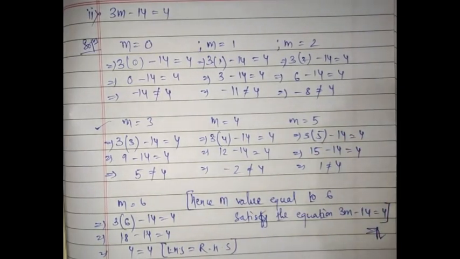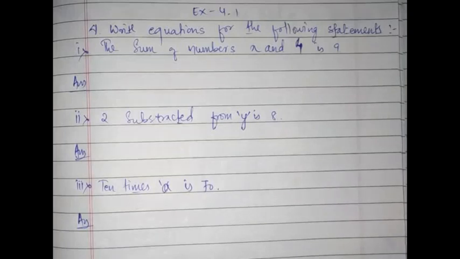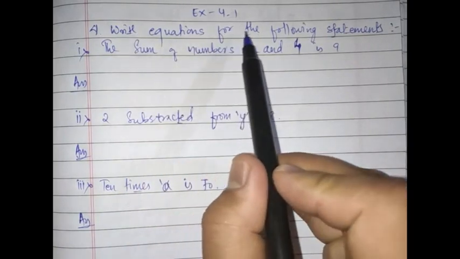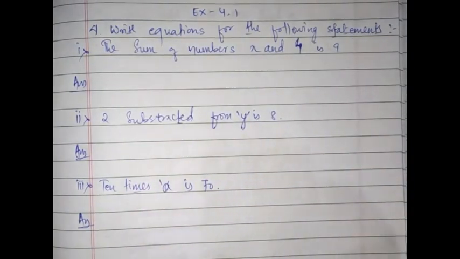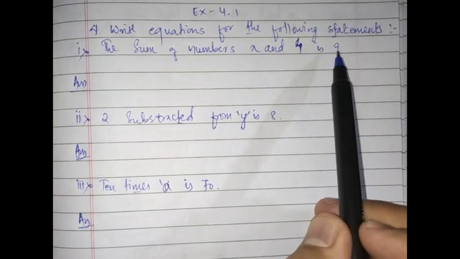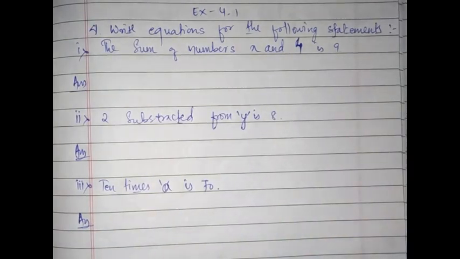Okay, so with this we are over with question number 3 also. Let us proceed to question number 4. Here we have question number 4 from exercise 4.1. It states: write equation for the following statement. So you all know what is equation, and in this question we are supposed to form an equation. It is given the statement, and you just have to follow the statement and you will form the equation.